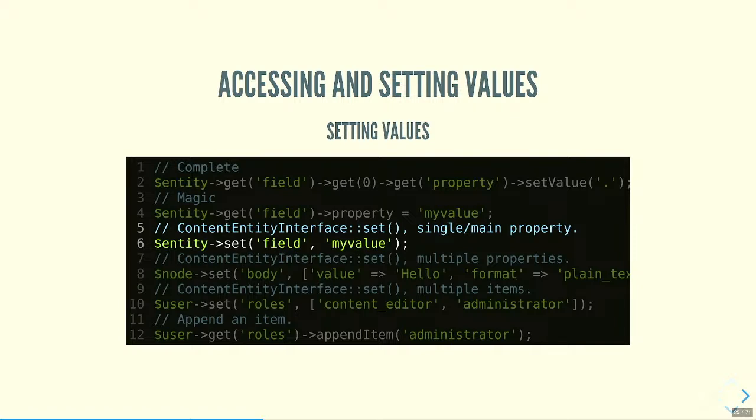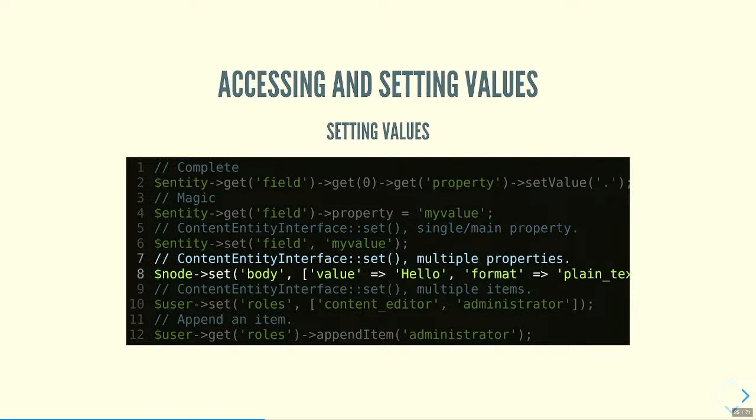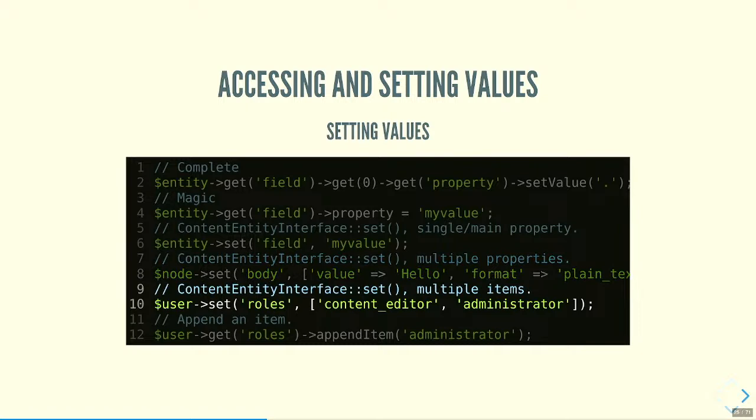That's the main property, the only property. If it has multiple properties, like the text with format, where you need to provide a value and a format, you can pass an array, value and format. You can also provide multiple values. If you have an array with strings as keys, it's assumed to be multiple properties of a single item. If you have numeric keys, as in this example, you set multiple values. You can also append an extra item next to the field and keep the existing ones unchanged.